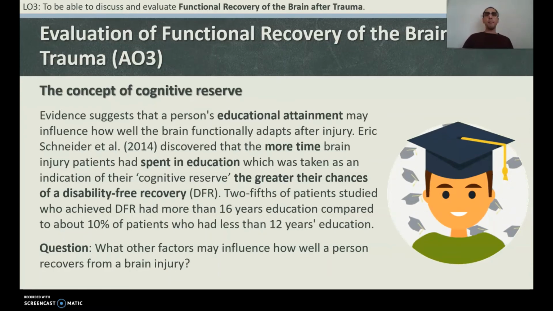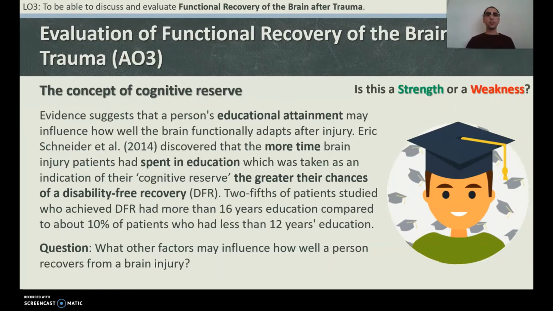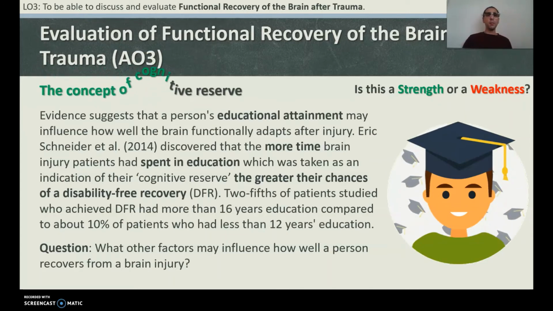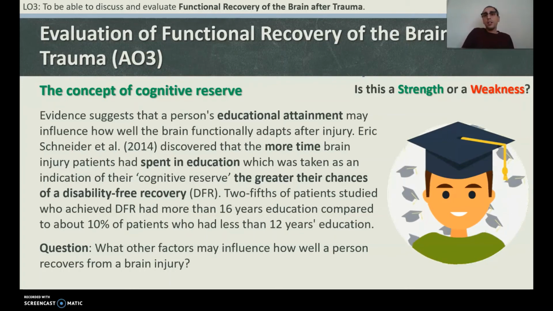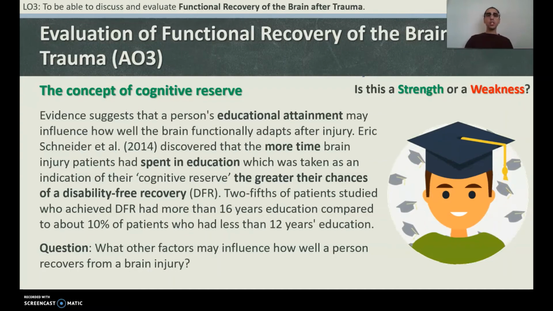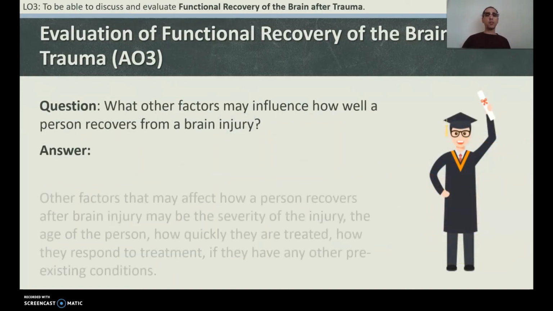What other factors may influence how well a person recovers from brain injury? I'd say like motivation. First of all, is this a strength or a weakness? It's a strength, I'm assuming, because it's showing you how the cognitive reserve, depending on who you are and how much motivation you have, and how much cognitive reserve you have, it depends on how good a recovery you have. Right, what other factors may influence how well a person recovers from a brain injury?